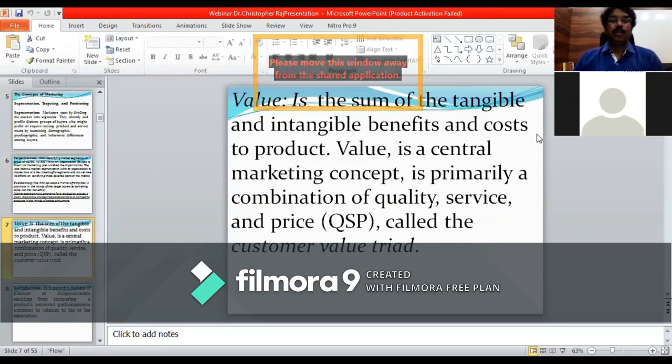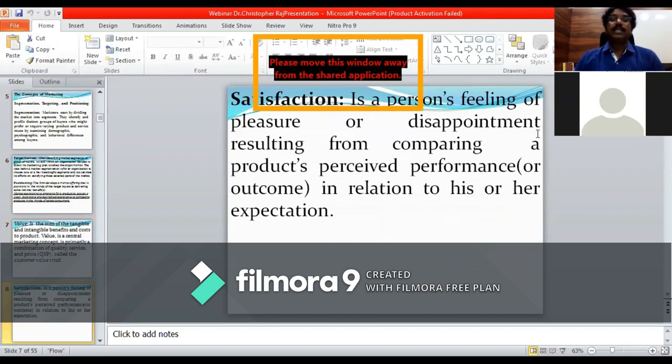Value. Value is the sum of tangible and intangible benefits and costs of products. Value is a central marketing concept. It's primarily a combination of quality, service, and price, called the customer value triad. Satisfaction is a person's feeling of pleasure or disappointment resulting from comparing a product's perceived performance in relation to his or her expectations.